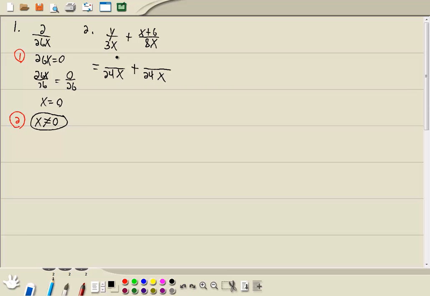Okay, now you ask yourself, what did you multiply the bottom by to get your new denominator? I multiplied the bottom part by 8, so I have to multiply the top part by 8. And over here I multiplied the bottom part by 3, so I have to multiply the top part by 3. So we get 8y over 24x plus 3 times x is 3x, 3 times 6 is 18, over 24x. And now they have the same denominator, so I'll merge together the top parts. So I got 8y plus 3x plus 18 all over 24x.